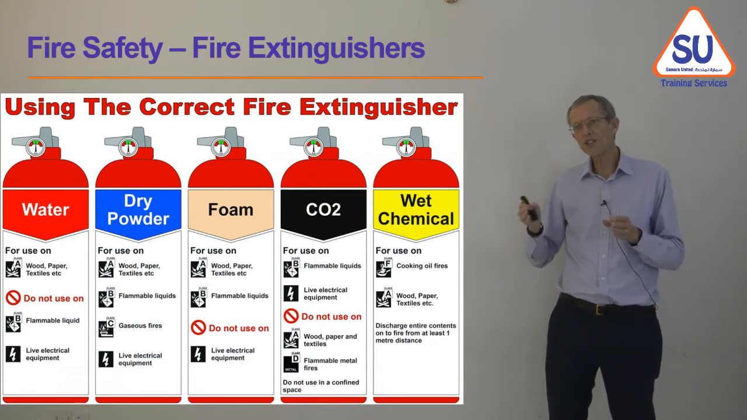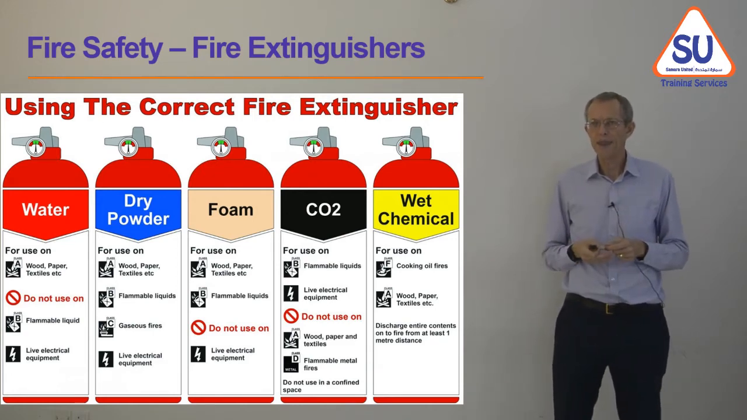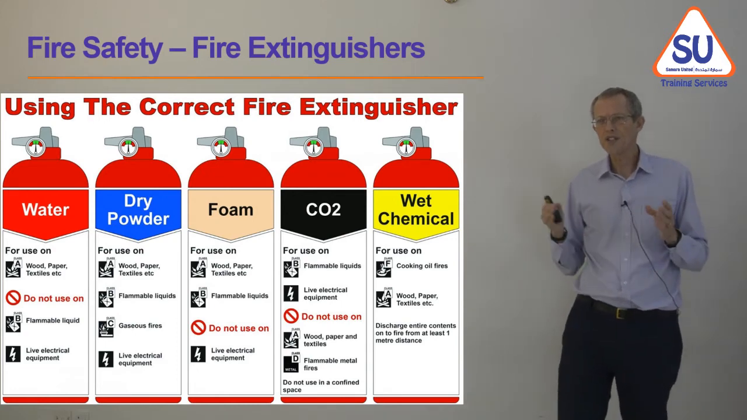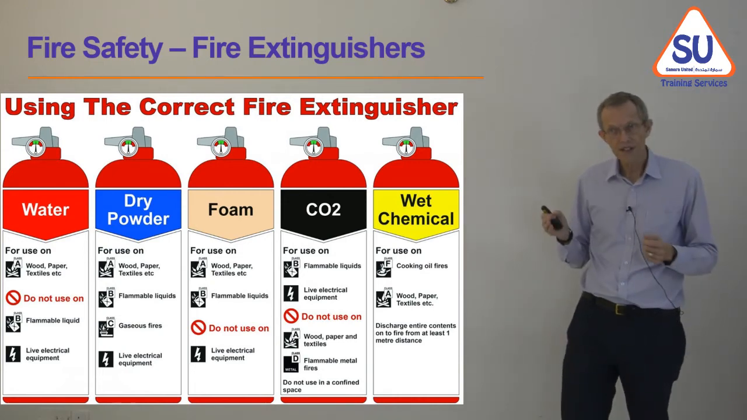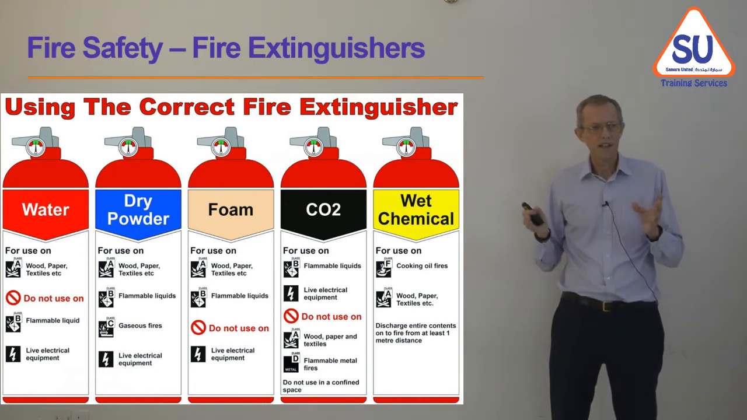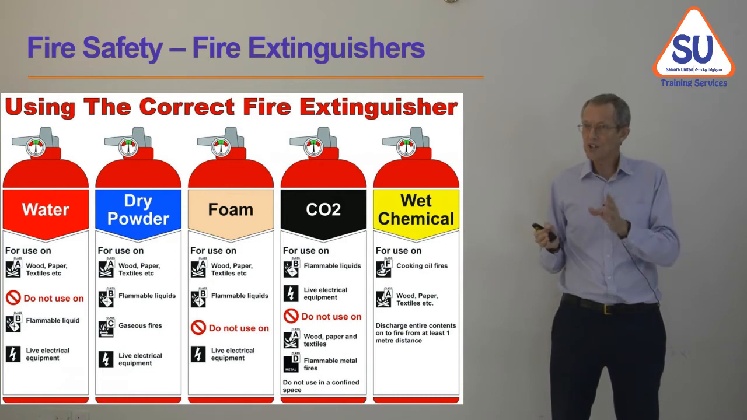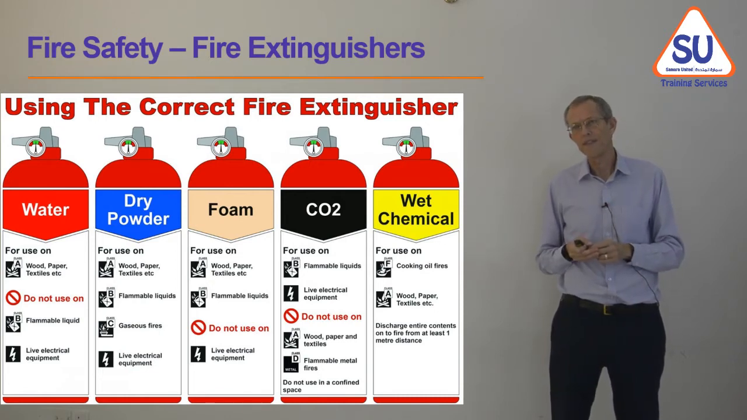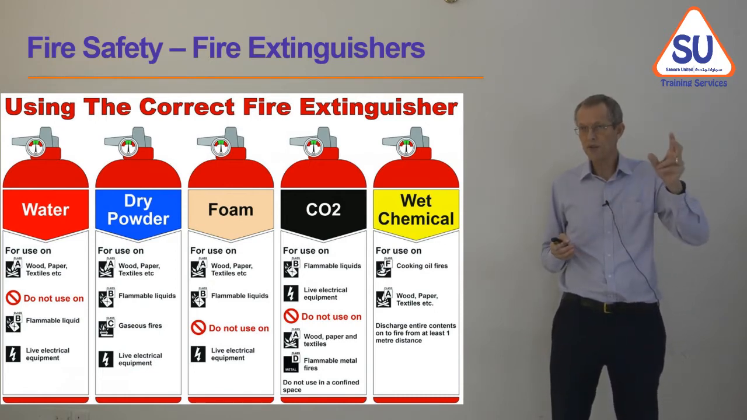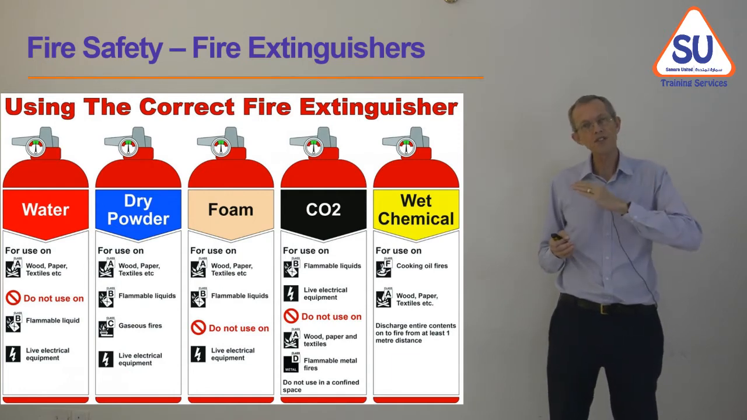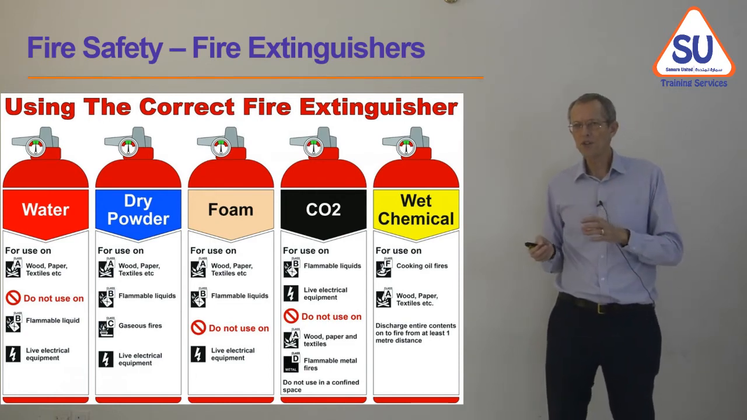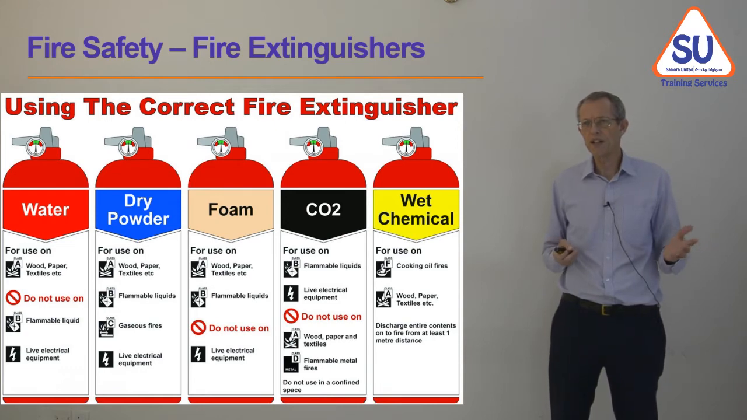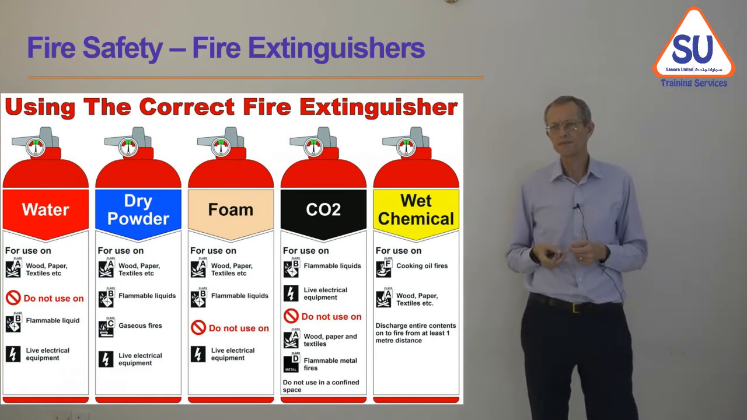Next one, the black one, is CO2, carbon dioxide. This is suitable for Class B fires, for liquids, and it's suitable for electrical fires. So it's good for those two things, liquids and electrical fires, because the electricity will not travel through the CO2 gas. But it is not suitable for wood because it disperses too quickly. It's not suitable for metals.